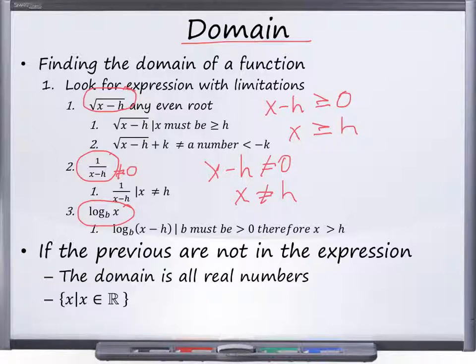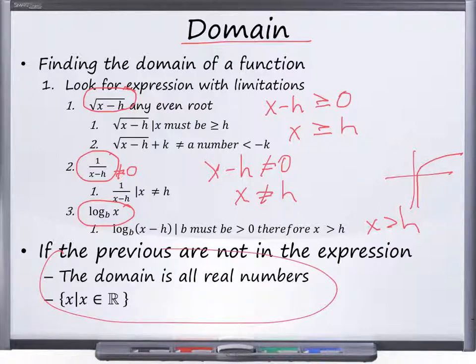Can't equal 0 either. If you remember, we had asymptotes when we graphed logs. Logs looked like this. It came right up the y-axis and out. So x has to be greater than h because it has to be greater than 0. Now, if you don't have a square root, a denominator, or a logarithm, then basically it's all real numbers. We would write this in interval notation like that: all real numbers, from negative infinity to infinity.